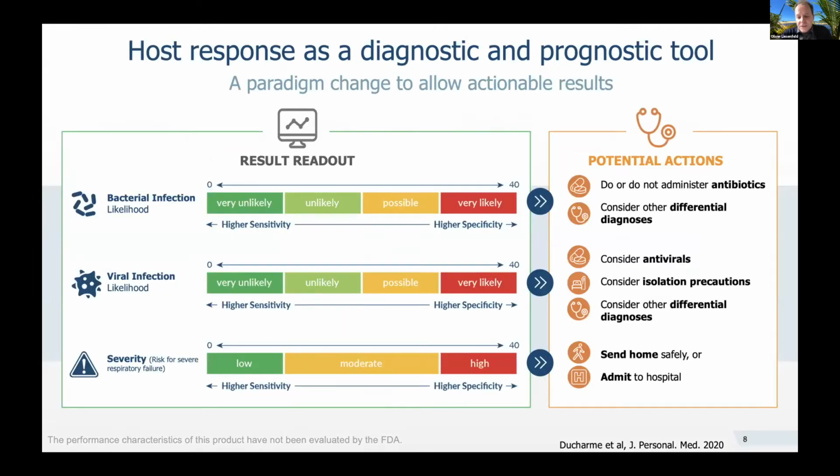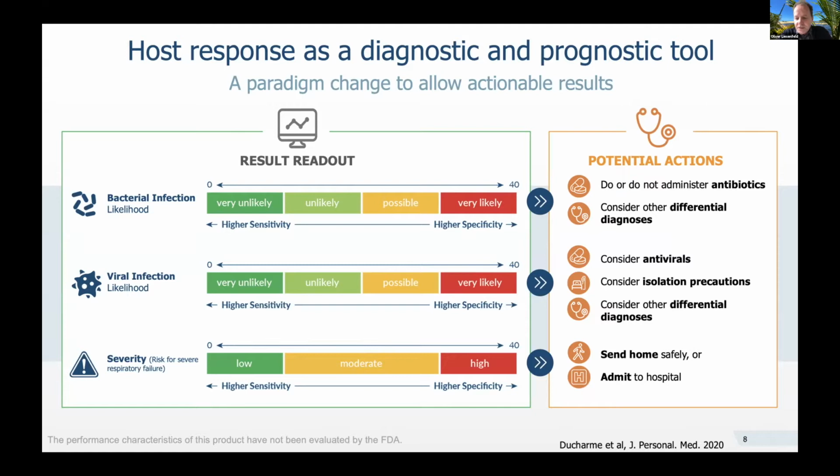Why do we think that these results are actionable and highly valuable, especially in a triage setting? When you get 3 results, the likelihood of a bacterial infection, the likelihood of a viral infection, and separately the severity of the condition, these are all expressed in these interpretation bands that are shown here on the left-hand side in the color coding. They range from very unlikely to very likely to maintain high sensitivity and at the same time high specificity of the test.